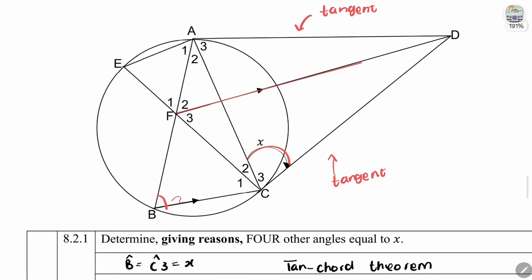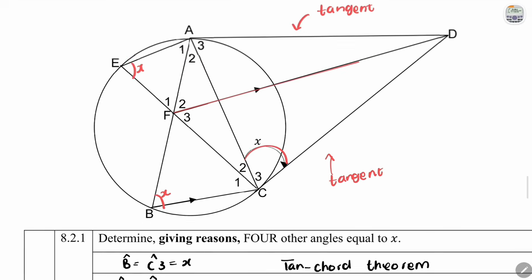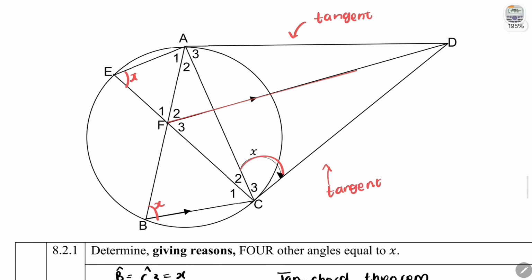And now looking at this, since this is angle B, right? Since this is x, then you see that AC is a chord and it is supporting this angle, angle B at the circumference, but it's also supporting the angle E at the circumference. So they would also be equal because angles in the same segment are equal. Okay, what else is equal to x?